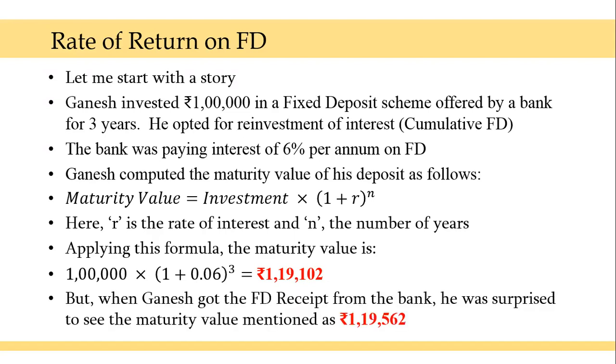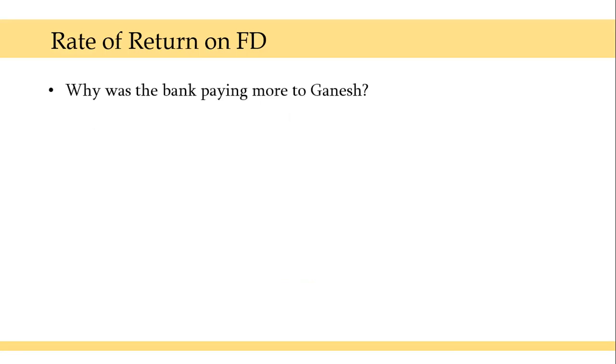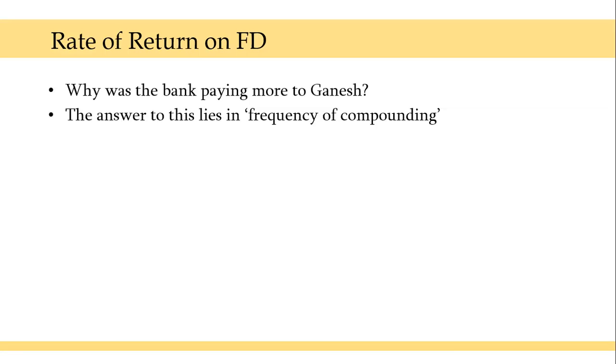But when Ganesh got the fixed deposit receipt from the bank, he was surprised to see the maturity value mentioned there as rupees 1,19,562. Why was the bank paying more to Ganesh? Ganesh had calculated a smaller amount and the amount mentioned in the bank fixed deposit receipt was slightly more than what he had calculated. The answer to this lies in frequency of compounding.